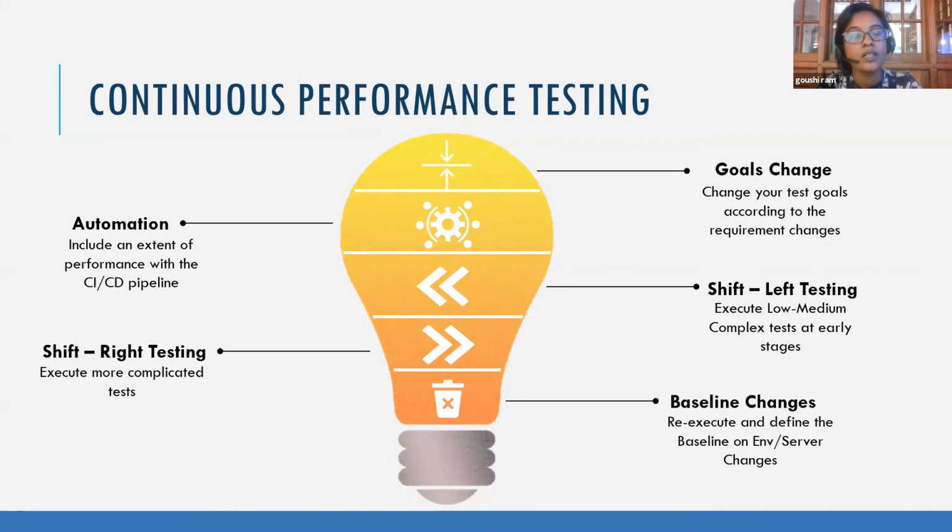Automation is an important factor when it comes to the continuous performance test. So if we even automate a limited number of tests within our CI/CD pipeline, we can identify the performance stability even before the production release. So rather than waiting for the client to provide us with fast feedback, we can identify the performance stability before it is even released to the client. So automation is an important factor when it comes to continuous performance test.